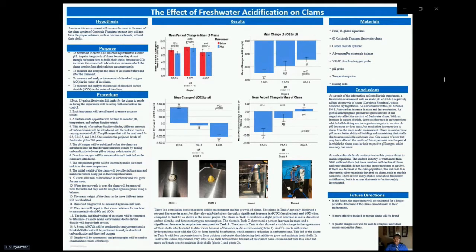In order to conduct my experiment, I first obtained 4 15-gallon freshwater aquariums for the clams during the experiment, with one taken as a control. I then calibrated each instrument, and I built a custom apparatus, which you can see in photo 4, which was connected to an Arduino microcontroller and also utilized solenoids and Aquamanager software.